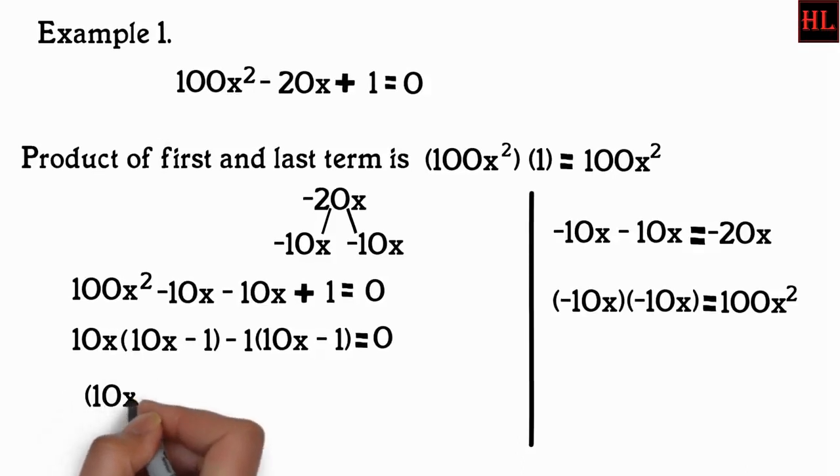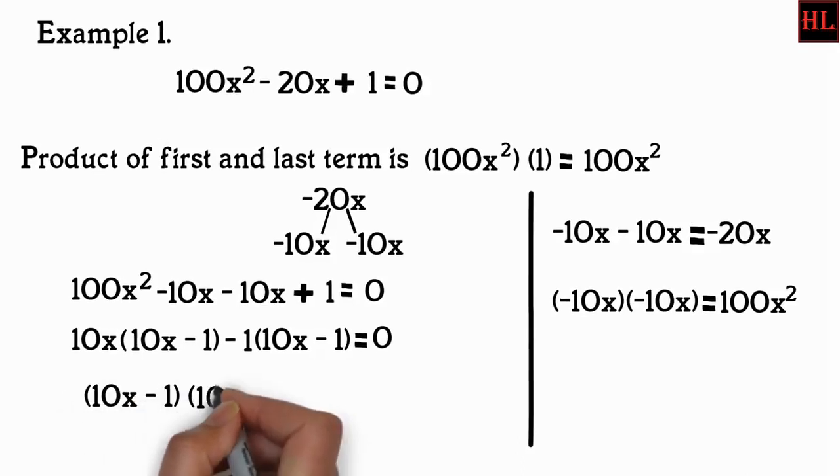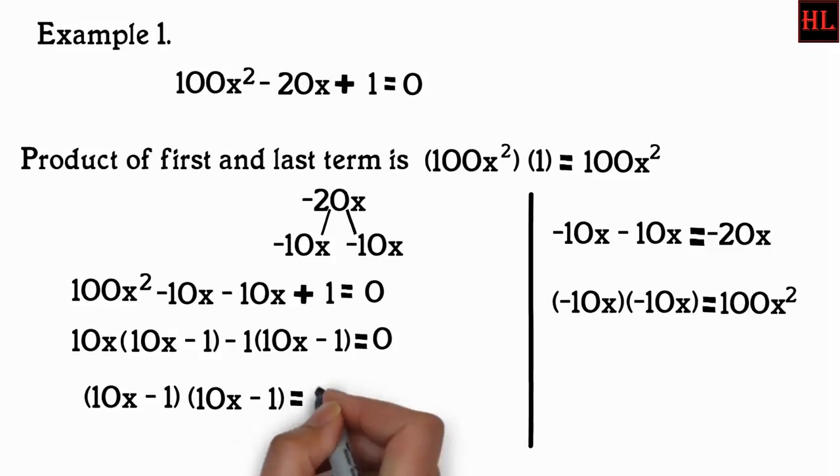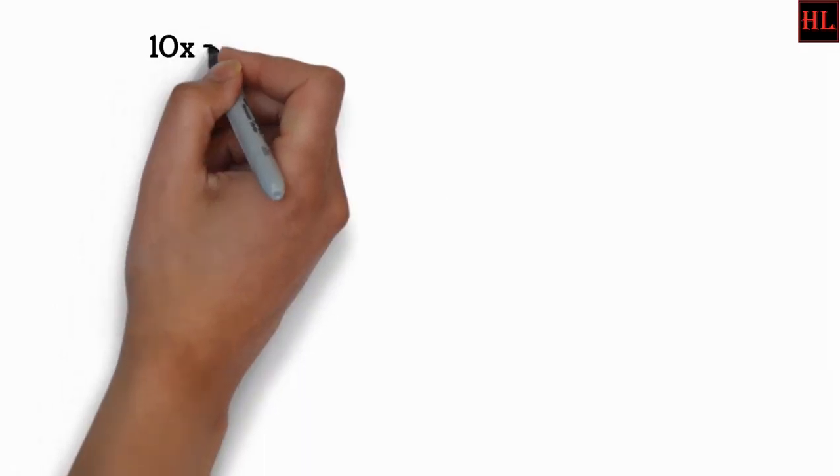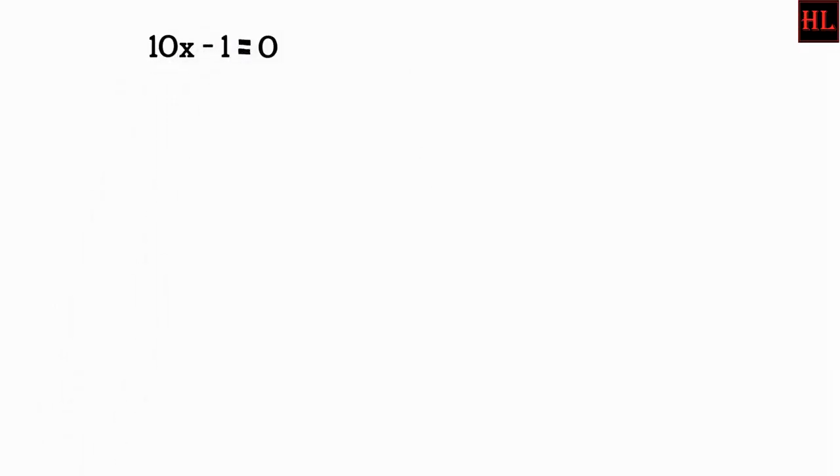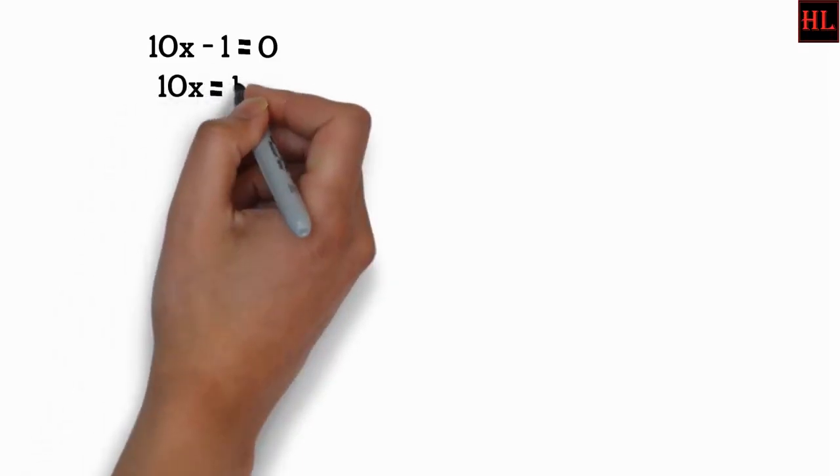So now out of these two terms we'll take 10x minus 1 common. So we see to get first and second term we'll multiply it with 10x minus 1 again. Now we'll equate both the factors with 0. So we have 10x minus 1 equal to 0. We'll take minus 1 on the right hand side, it will become plus 1. So we have 10x equal to 1.